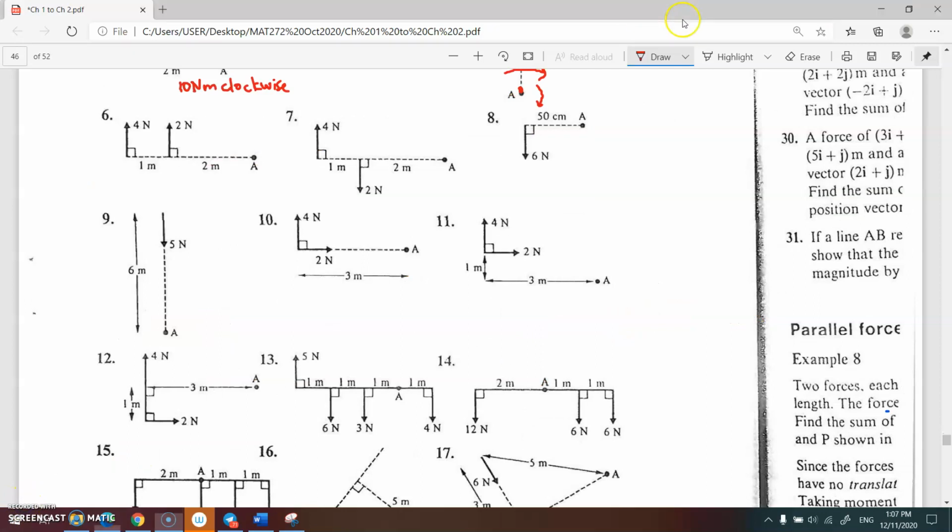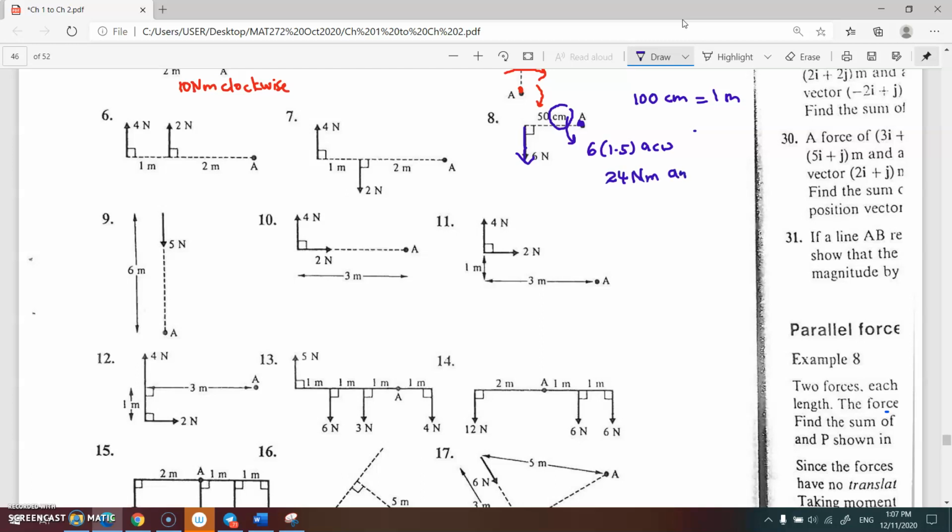Okay, question number 8. So the force is 6 and the distance, this one is in centimeter. So you need to change centimeter to meter. So 50 centimeters, you get 1.5 meter. Okay. And then is it clockwise or anti-clockwise? If your nut is here and you pull it down here, it will become anti-clockwise. So 6 times 1.5 is 24 Newton meter anti-clockwise.